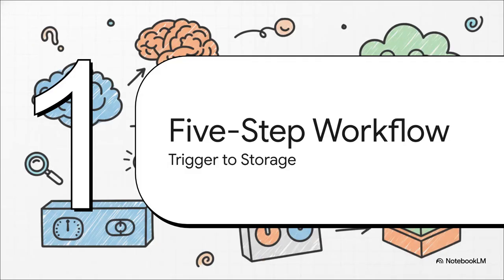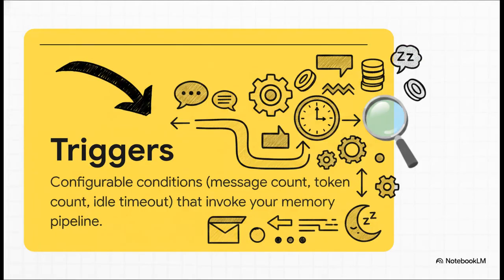Okay, so how does this whole thing actually work in the real world? It might sound a little complex, but this custom control follows a really clear and predictable 5-step process. It all starts with a trigger and ends with that memory safely in storage. Let's walk through it. Everything, and I mean everything, starts with a trigger. You get to decide the exact conditions that kick off your custom workflow. Maybe it's after 10 messages have been exchanged, or once a certain token limit is hit, or maybe it's just after the chat has been idle for a few minutes.